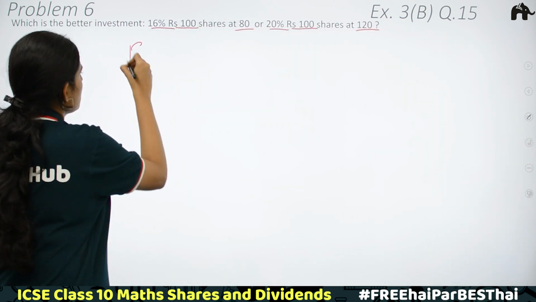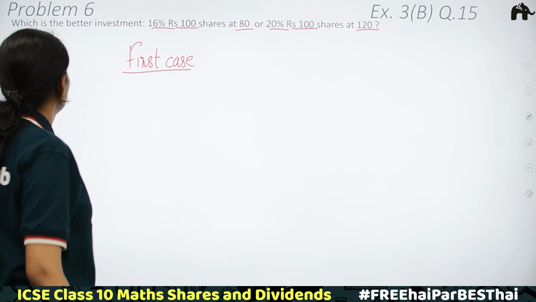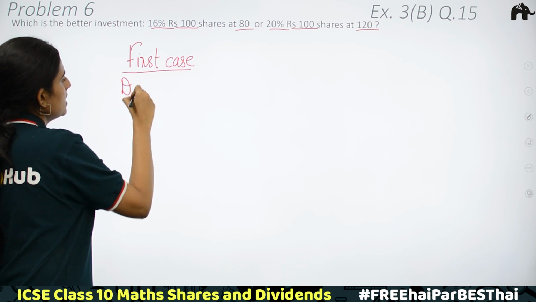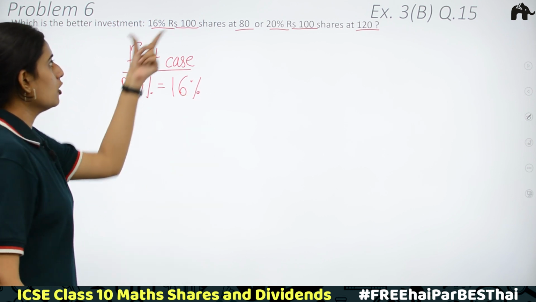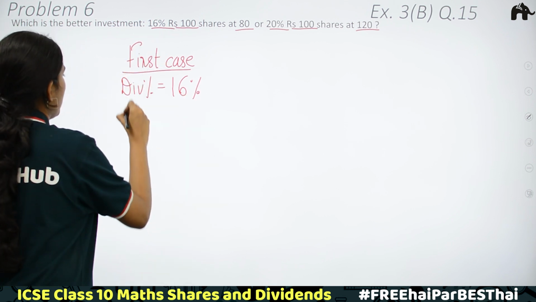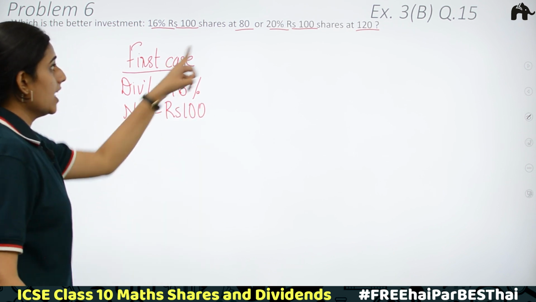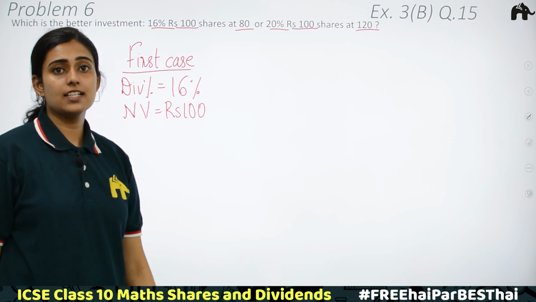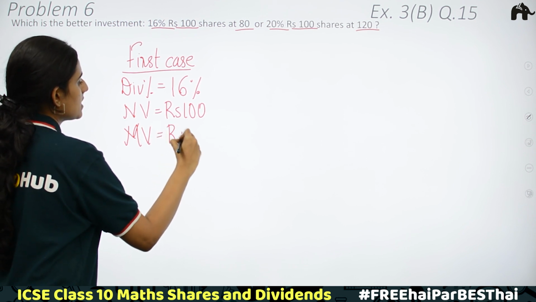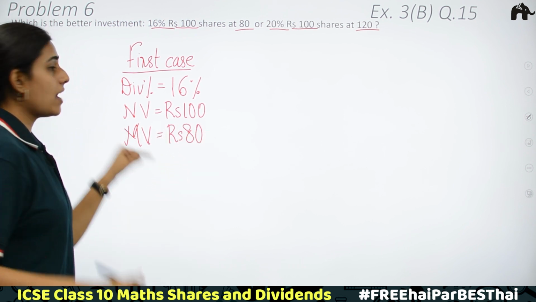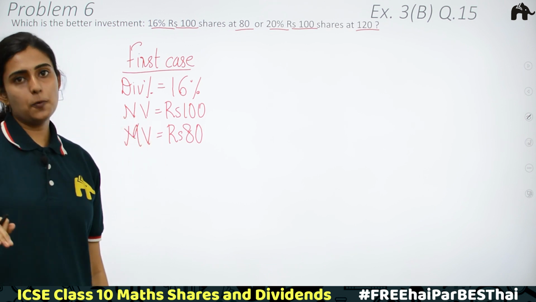For the first case, given dividend percentage is equal to 16%. Then rupees 100 is the nominal value. Yes, nominal value is equal to rupees 100. Shares at 80. What is 80 here? 80 is the market value. Correct. Market value is equal to rupees 80. Here the market value is less than nominal value, which means it is a case of below par.